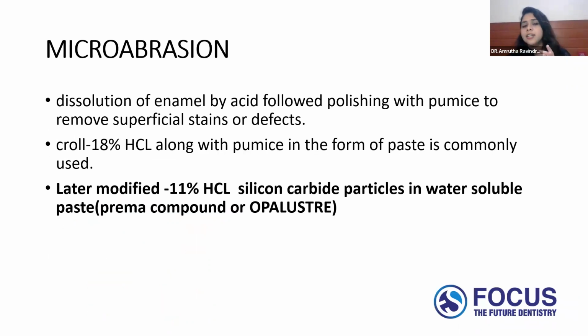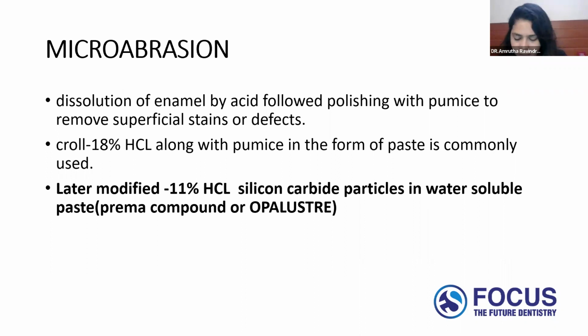So that finishes bleaching. We have another conservative method to treat discoloration, that is microabrasion. So what is microabrasion? It is a dissolution of enamel by an acid, followed by polishing with pumice to remove superficial stains or defects. So this was an older concept.